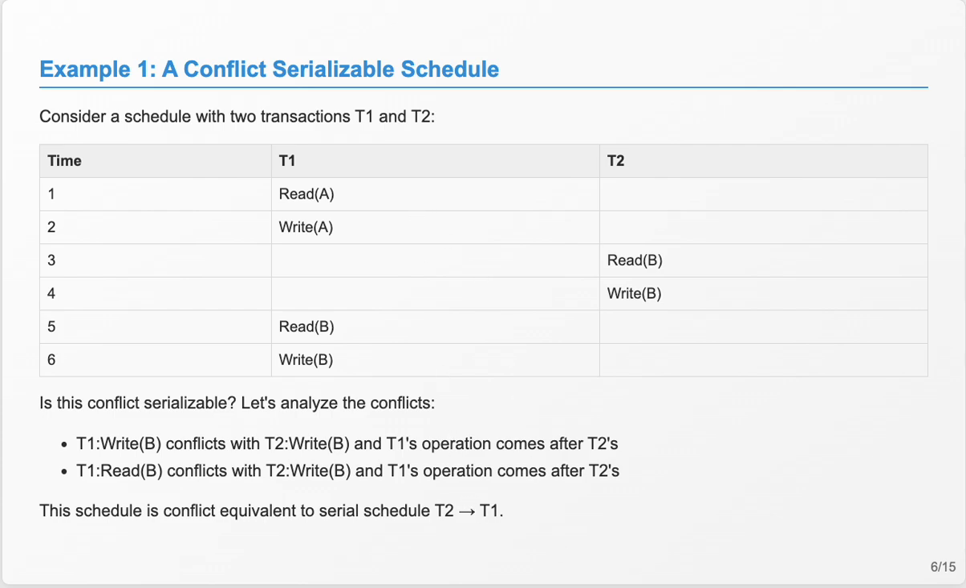When analyzing this schedule, we need to identify the conflicts. T1's read B and write B both conflict with T2's write B. In both cases, T1's operations come after T2's operations. These conflicts create a precedence relationship where T2 must come before T1 in any equivalent serial schedule. Looking at the sequence of operations, we can see that this schedule is indeed conflict equivalent to the serial schedule T2 followed by T1. We could reorder the non-conflicting operations to get a completely serial execution without changing the outcome.